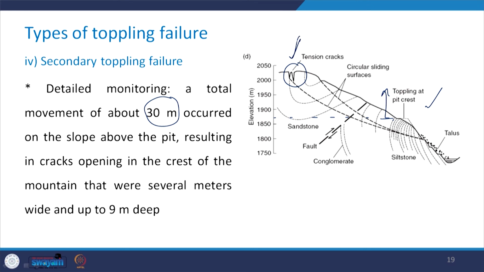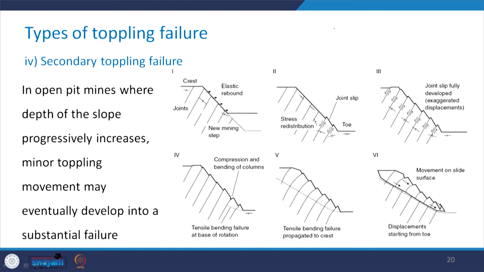So, you can see how one particular phenomenon triggers another phenomenon, and therefore there occur tension cracks in the slopes, which are not desirable, because the moment the tension crack occurs, it reduces the factor of safety. So, these are some of the typical pictures for the open pit mine activities.